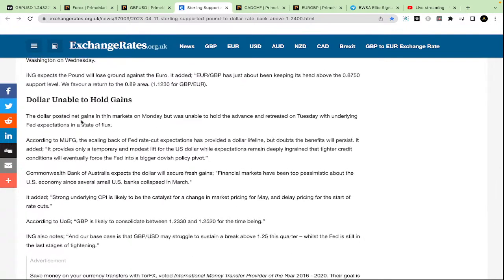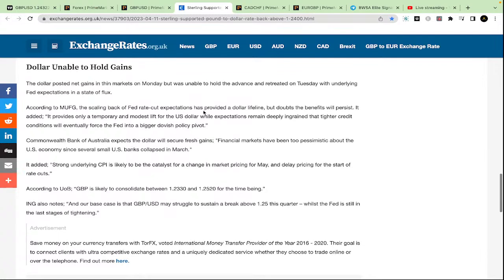So the dollar posted net gains in thin markets on Monday, but it was unable to hold that advance and retreated on Tuesday with underlying Fed expectations in a state of flux. According to MUFG, the scaling back of Fed rate cut expectations has provided a dollar lifeline, but it doubts the benefits will persist. So because we had rate cut expectations scaled back, it benefited the dollar short term, but long term, probably in mid to end of Q3, I would say we will be short US dollar.